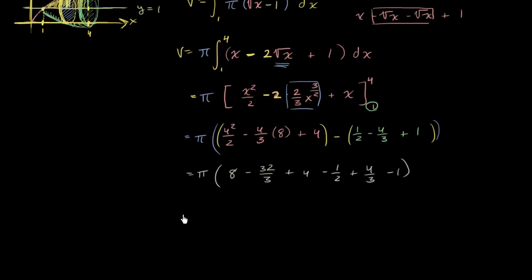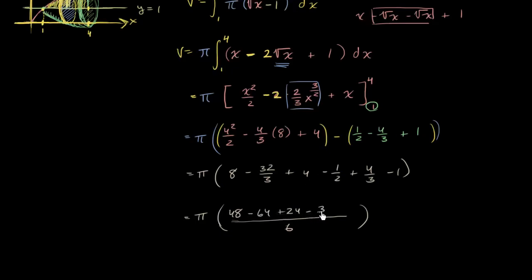And now we just have to add up a bunch of fractions to simplify this thing. So what do we get? This is going to be equal to pi times, our least common multiple looks like 6. So we're going to put everything over a denominator of 6. And so 8 is the same thing as 48 over 6. 32 over 3 is the same thing as 64 over 6. So minus 64 over 6. 4 is the same thing as 24 over 6. 1/2 is the same thing as 3 over 6.